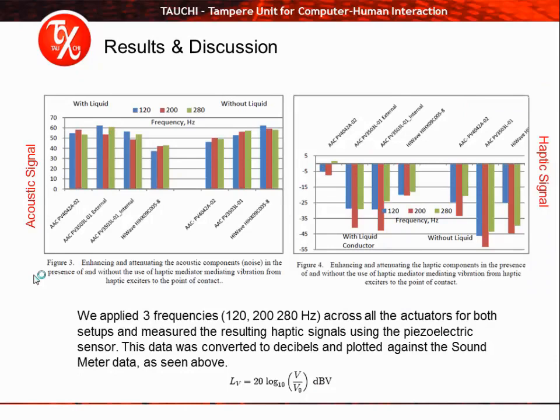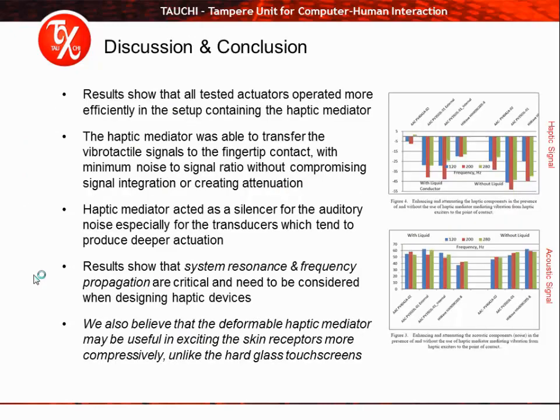So we used these signals over all the actuators for both the setups, and we measured the resulting haptic signals using the piezoelectric sensors and displacement sensors. And the data was converted to decibels and plotted against the sound meter data that we collected. And if you look at the results, we can overwhelmingly see that all the actuators in the setup, operated at different frequencies, were more effective in the haptic mediator setup.